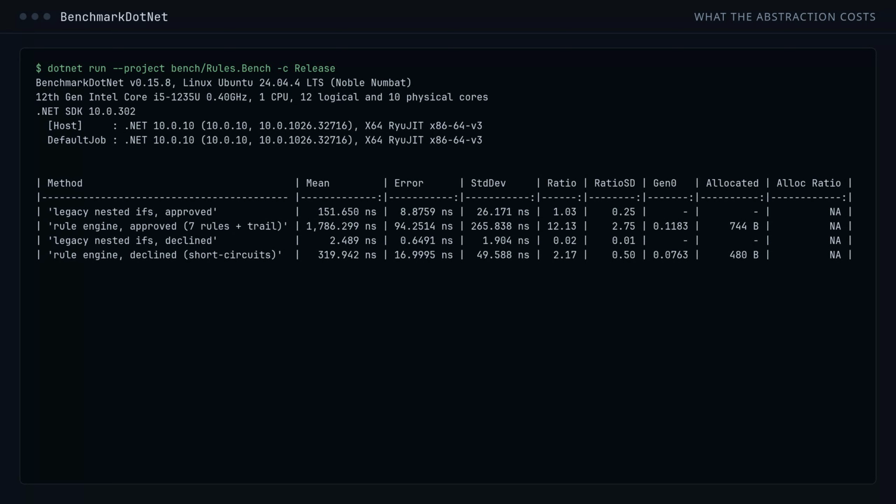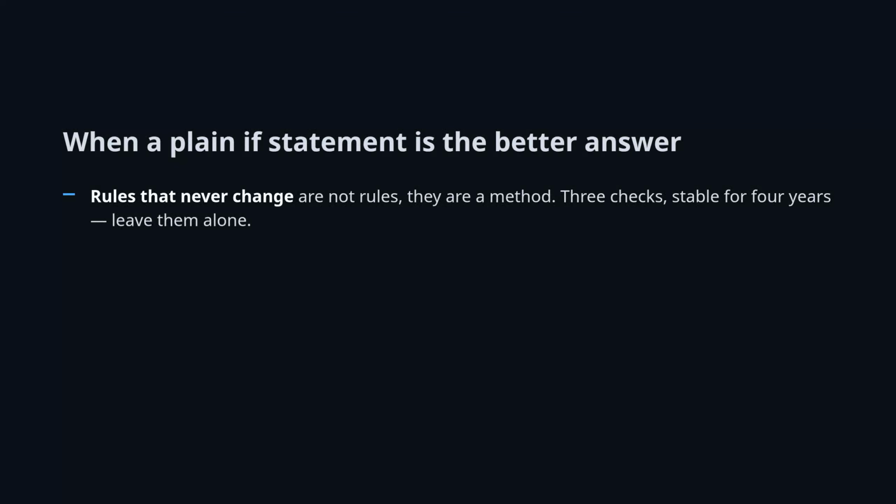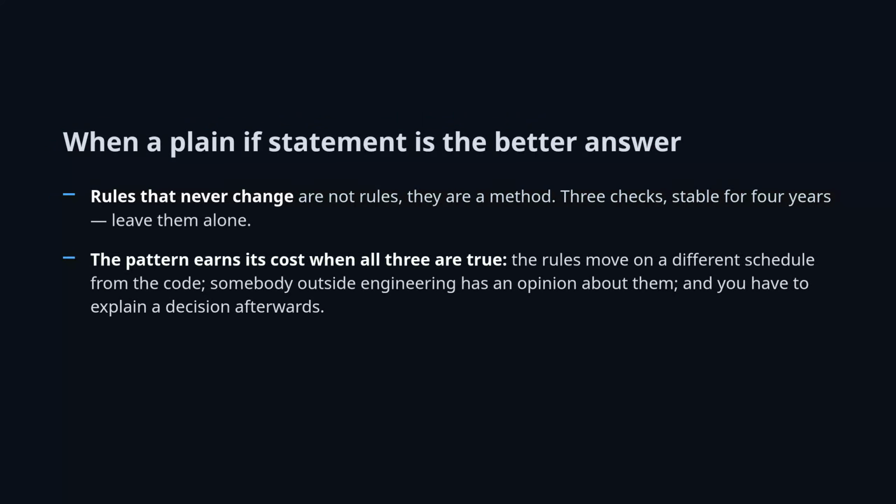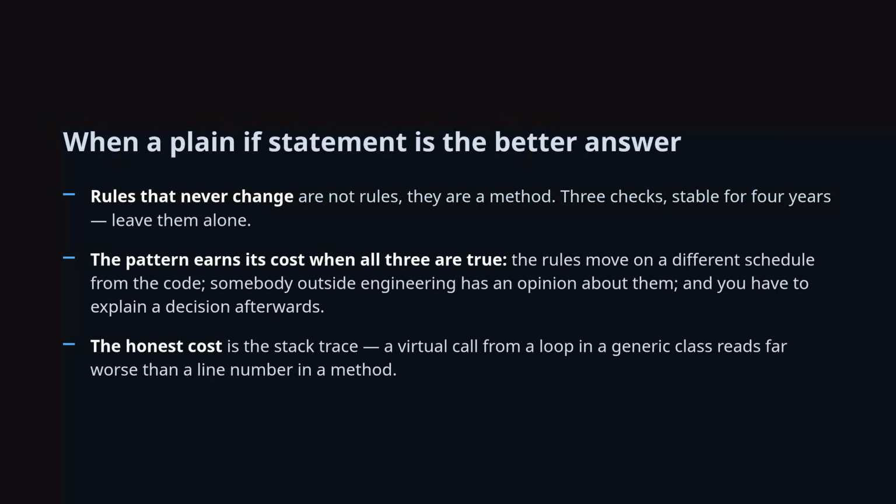The point of running a benchmark is not to win it. It is to be able to say what the abstraction costs when somebody senior asks, with a number rather than a shrug. When not to do this, because that question has a real answer. If your rules genuinely never change, this is overhead with no return. A validation routine for a file format is not a rule engine, it is a method. If you have 3 rules and they have been the same 3 rules for 4 years, leave them as if statements and spend the effort somewhere it pays.